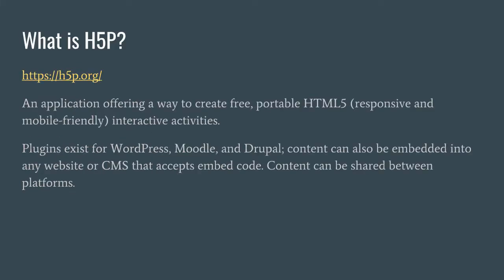So what is H5P? You can find it at h5p.org. This is an application that offers you a way to create free, portable HTML5 interactive activities. These can be employed in any website, and since they're HTML5, this means they're mobile friendly. They can work on mobile devices, and what responsive means is that they can adjust to the screen size. So no matter what device your students are using to access your materials, the materials should and do pretty well adjust to that screen size.